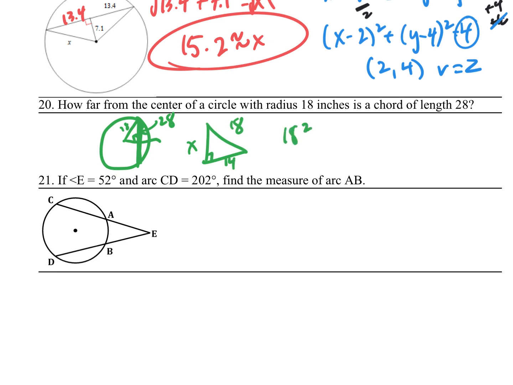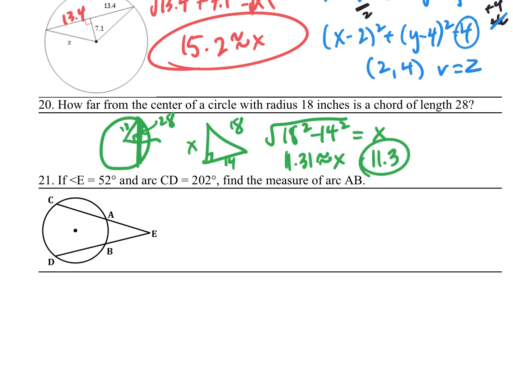So that's 18 squared minus 14 squared. Square root of that is equal to x. So we plug that into the calculator. And I get 11.31 is equal to x, which we could round to 11.3.